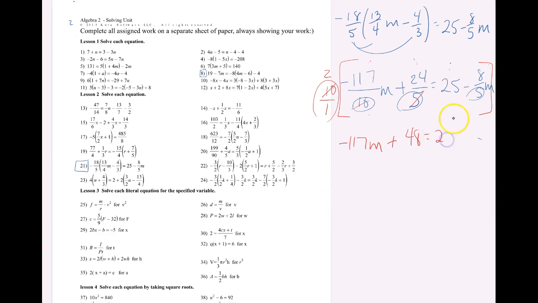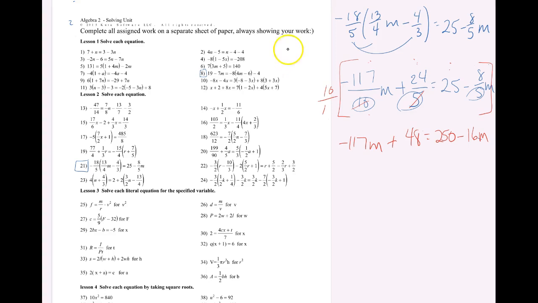I'm going to bring down the 25, but I am multiplying that 25 times what? Times 10 over 1. So it is now a 250. And then I'm going to do the 10 over 1 times the last term, which is a negative 8 over 5m. So when I do that, same thing, 5 goes into itself once, 5 goes into 10 twice. Top times top is a negative 16m, and the bottom is just a 1. So by multiplying, this step in red is critical to make your life easy. Or not, it's not easy by any means, but easier than if you didn't.